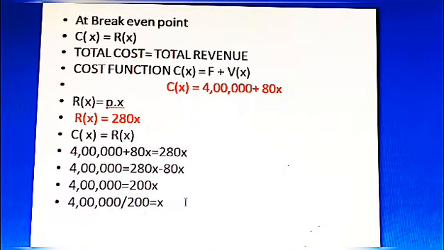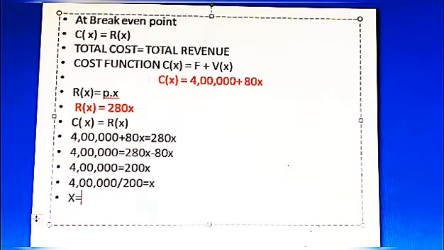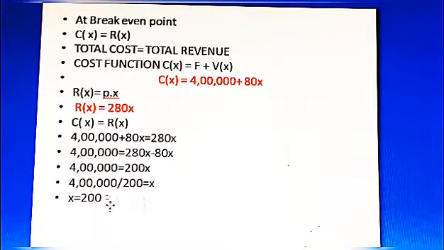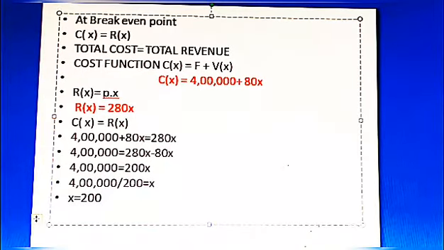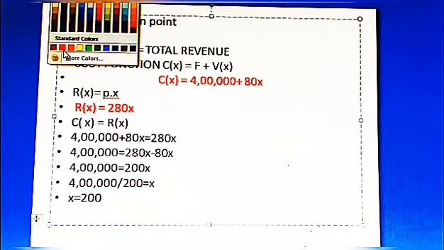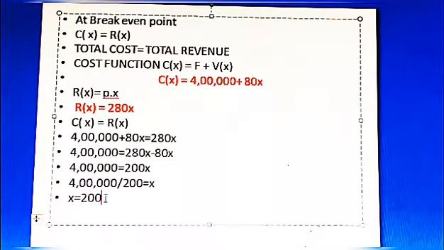What will you get as the answer? So the value of X will be equal to 200. Am I right? X will be equal to 200. So at this point, you will have a break-even point. Okay, students? Are you all following or not? So the value of X is equal to 200. At this point, the company will not have any profit nor any loss. This is the answer. So X is equal to 200 units. Okay, you can check.